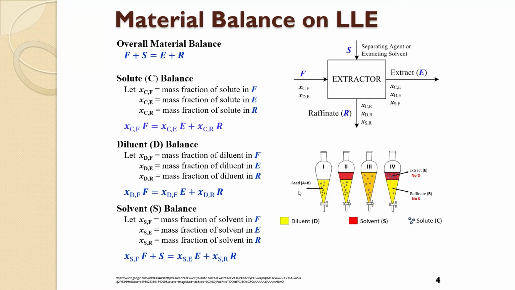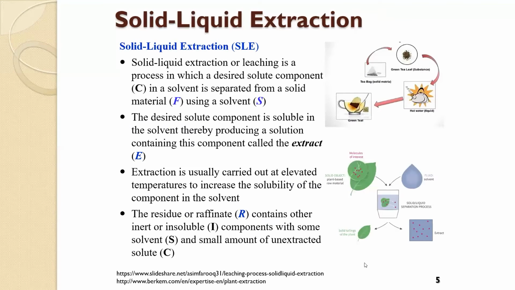So these are the phases. The feed contains the A plus B. So in our case, it's the diluent and the solute. After that, you add some solvent and then shake it. And that's why in here you'll notice there might still be some solute that is not transferred. It's not perfect transfer, but at least most or almost all of the solute is transferred to the extract, and then you remove the undesired phase, the bottom phase.